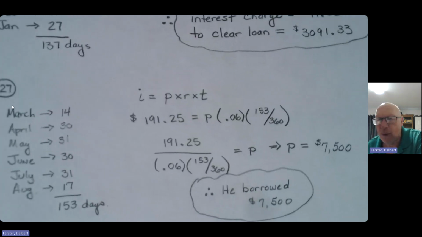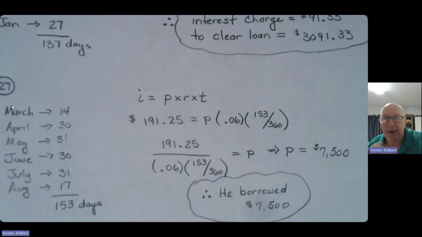And if you do it correctly, you'll find that the amount borrowed in this context was $7,500. So it's using the same formula, manipulating for a different unknown. In this case, that unknown was P.